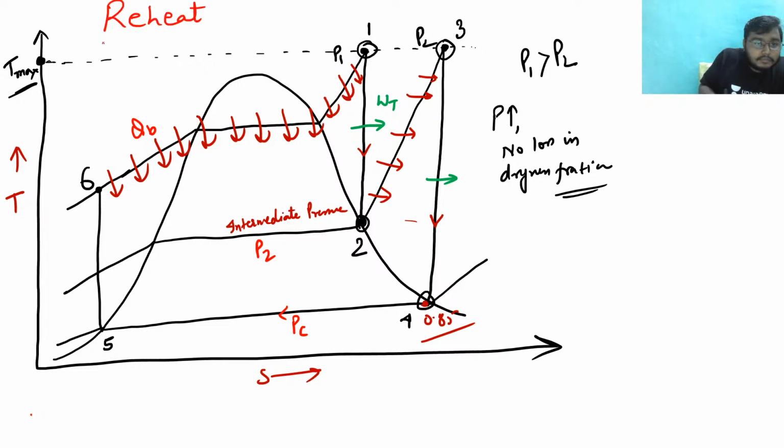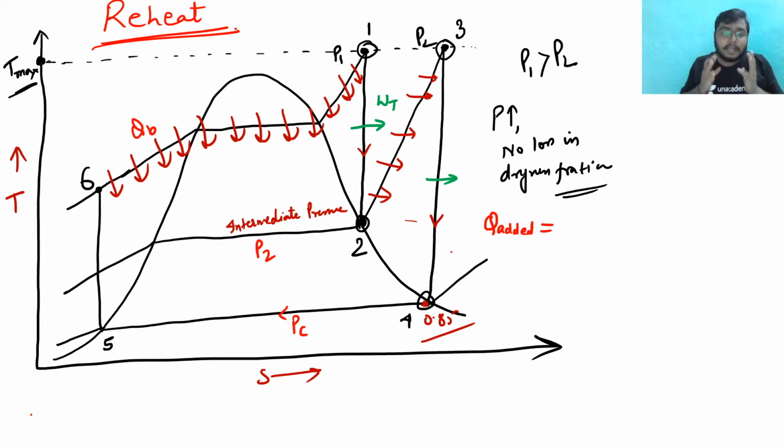Now see, what is the Q added? कितना हीट हमने ऐड किया है? How much heat I have added? Can you tell me? See here. What is the heat added? See, this much amount of heat is being added. First thing. Second thing is what? This much amount of heat is being added. Clear? So this is the heat added. Heat added to the system is these two things.